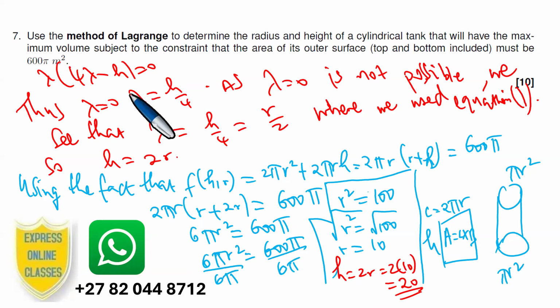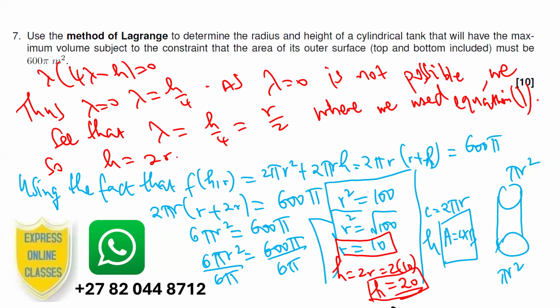So now, obviously, we're determining the radius and height of a cylindrical tank that will have the maximum volume subject to the constraints. The constraint is that the area of its outer surface, top and bottom included, must be exactly 600 pi square meters. And this is the answer. So R is exactly 10, and H, the height of this cylindrical tank, is 20. Any question about the method of Lagrange?